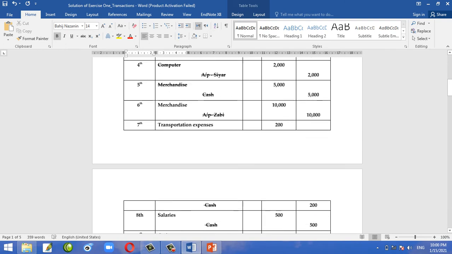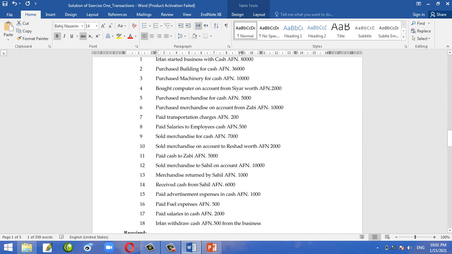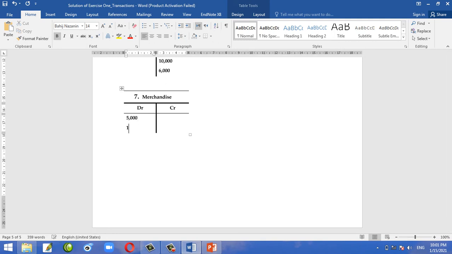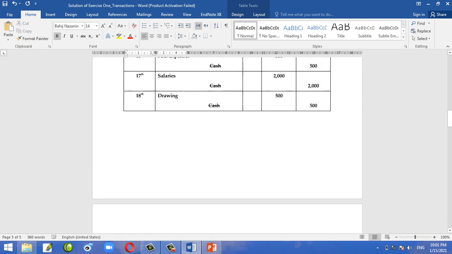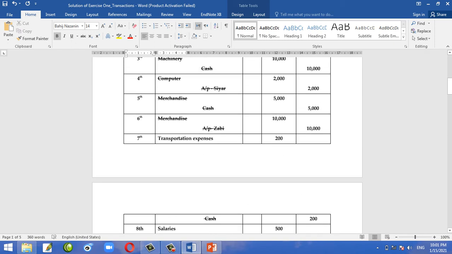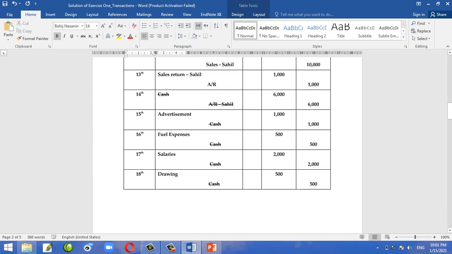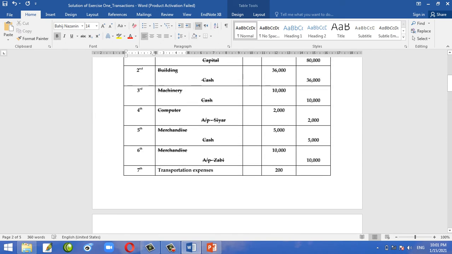That's right. The next one also we have merchandise. Yes, we have merchandise on 6th of October, and that is worth 10,000 Afghanis. You can also write 10,000 Afghanis here as debit. That's also merchandise for the organization. Now come to the next one. Do we have merchandise? On 7th of October we don't have merchandise, and also we don't have merchandise up to 18th of October.